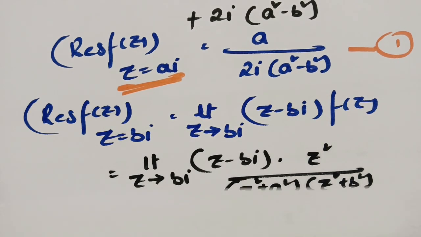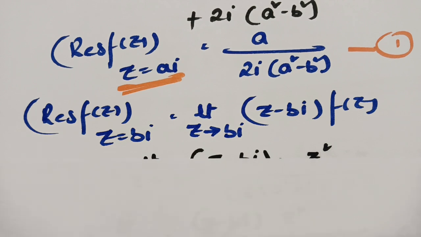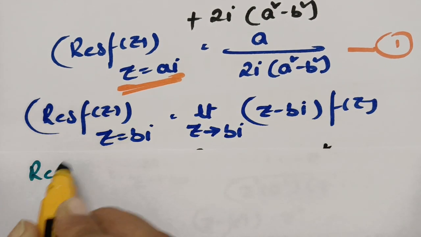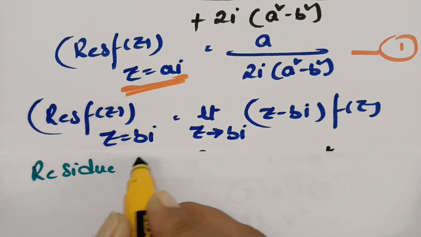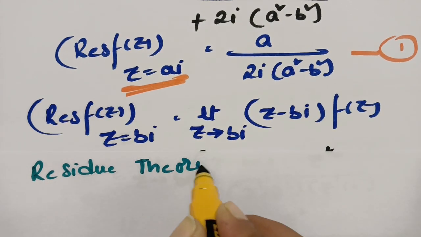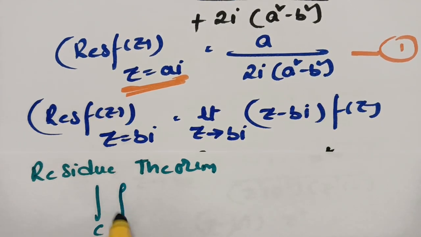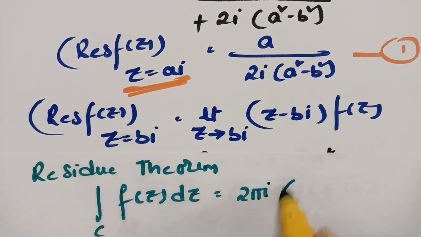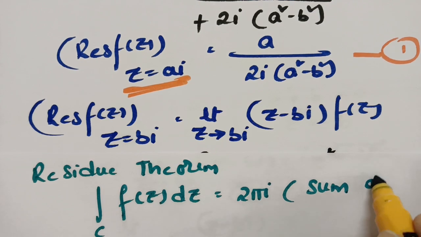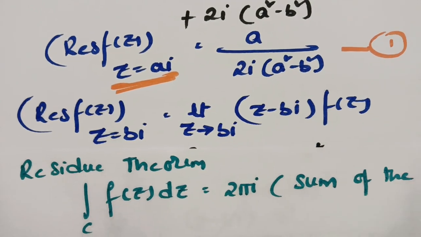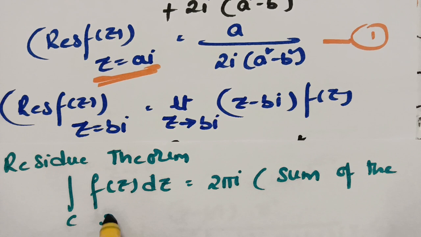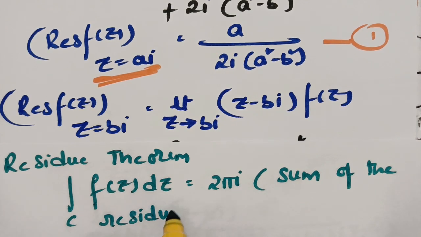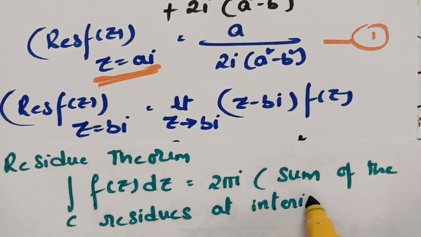Now after getting the residue values, what do we have to apply? We have to apply the residue theorem. What does the residue theorem state? According to the residue theorem, the integral over C of f of z dz is equal to 2 pi i times the sum of the residues at the interior poles.